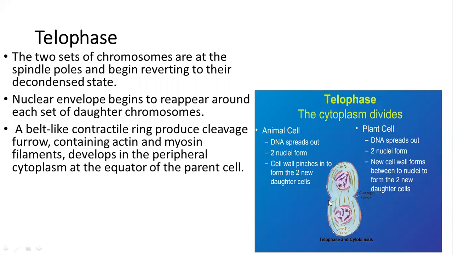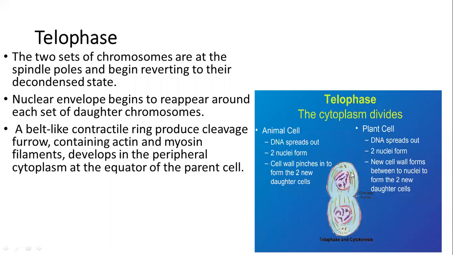So we have the telophase stage depicted there. In telophase, we see that the chromosomes will be at the opposite poles. And remember, I was saying that they begin to revert to their decondensed state, meaning that they are going to start uncoiling. The chromosomes will start uncoiling, and then they'll start becoming thin.